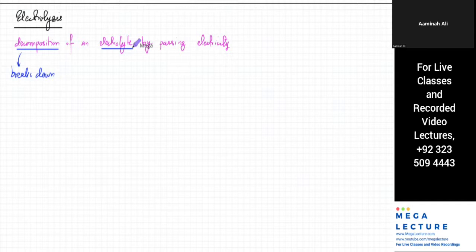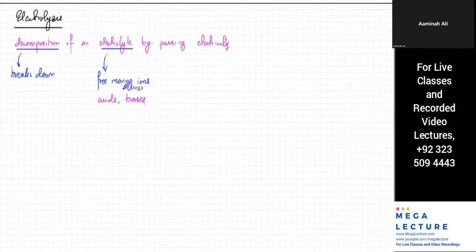So electrolytes are substances that have free moving ions in them. Not delocalized electrons, because anything that has delocalized electrons will only conduct electricity. That's it. It won't break down. So only free moving ions. And who has free moving ions? Free moving ions are with acids, bases, and salts.